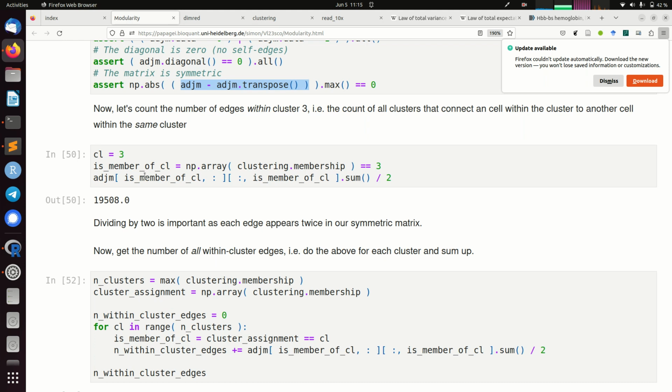So I just say, subset my matrix to only contain those rows and columns which are in cluster 3, which I've done here. I told it, take only the rows where the cell is a member of cluster, all those cells which are in cluster 3. And here I say, take all the rows which are in the cluster and all the columns which are in the cluster. And now sum them all up. If I sum them all up, then of course I get the number of ones in there. As the matrix is symmetric, every edge has been counted twice. So I have to divide the whole thing by 2. And now I have the number of edges within this cluster. And I can do this for all clusters.